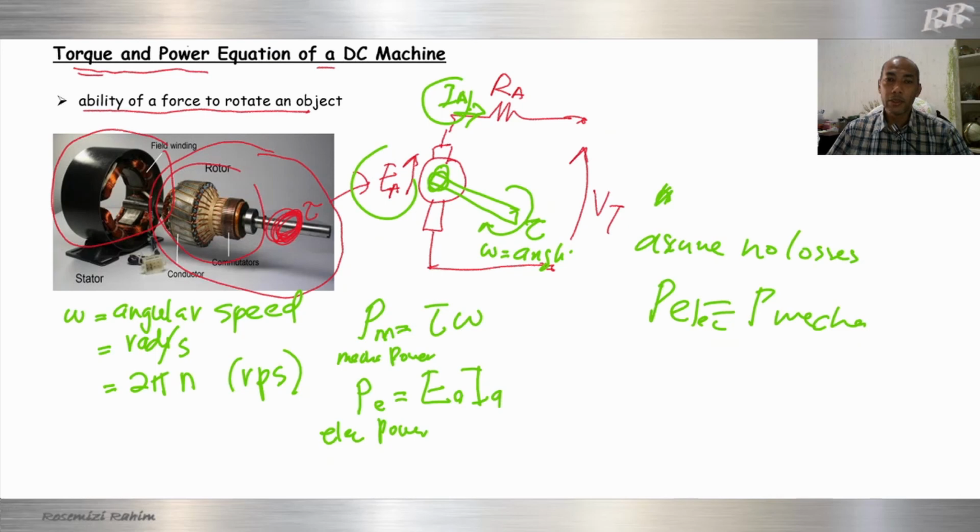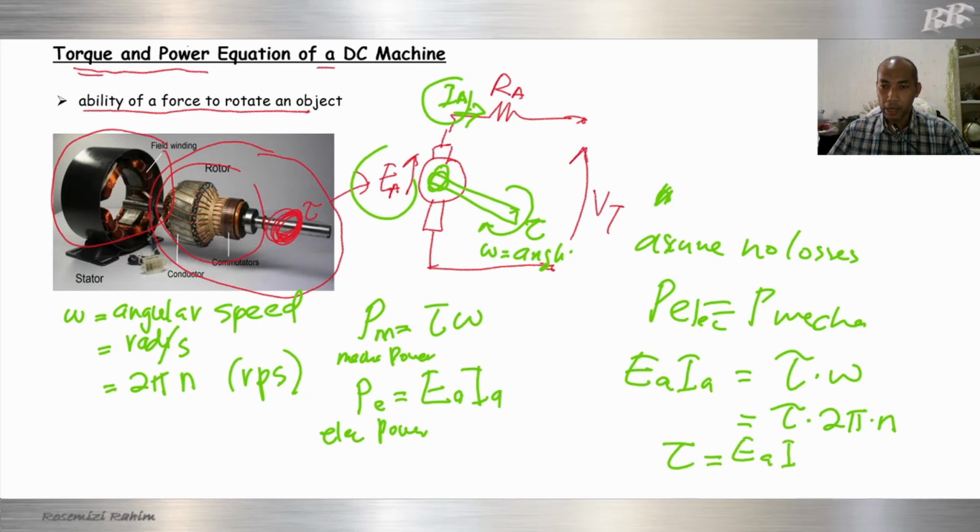So P electrical, EA IA, equals P mechanical, torque times omega, where omega is 2 pi times n, the speed in revolutions per second. So torque will be, bringing this over, EA IA over 2 pi n.